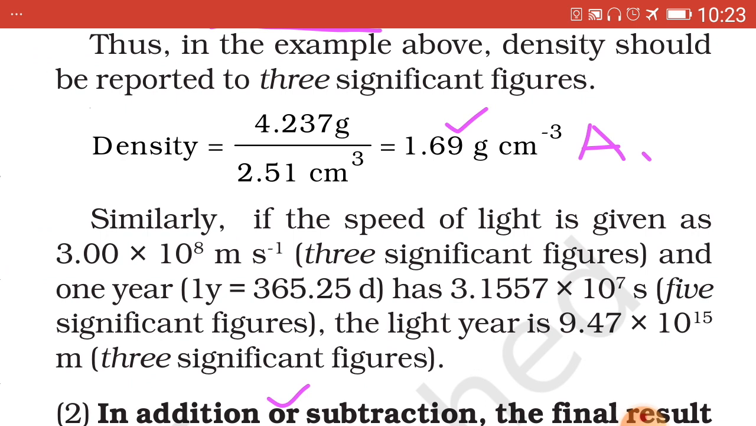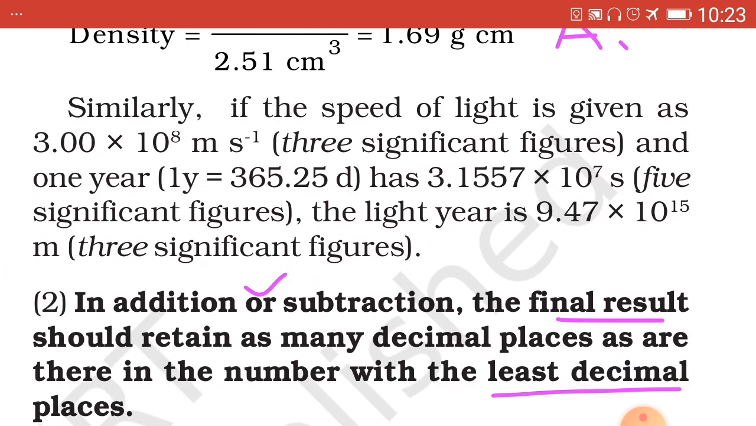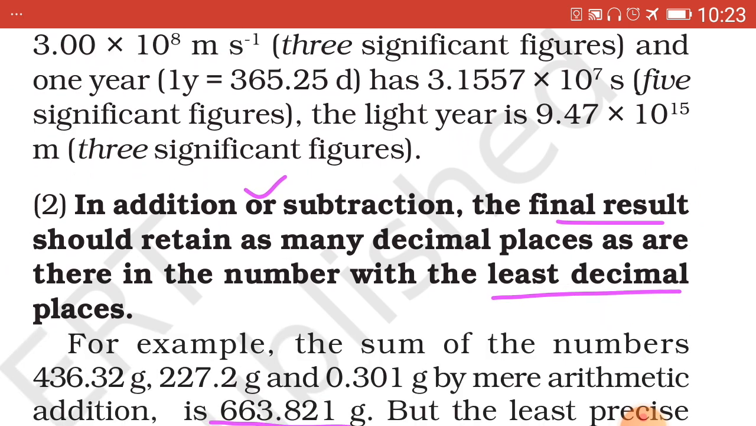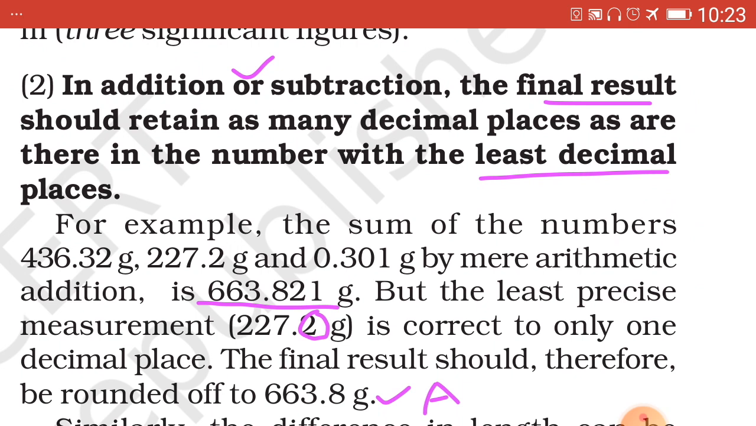Now next rule. In addition or subtraction, the final result should retain as many decimal places as are there in the number with the least decimal places. Here also the final result should retain least decimal places. Least decimal places you have to consider in your mind.